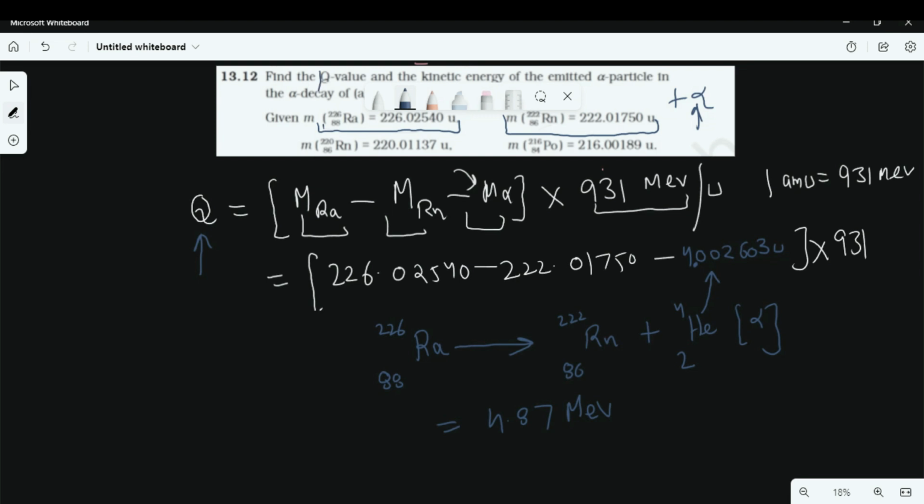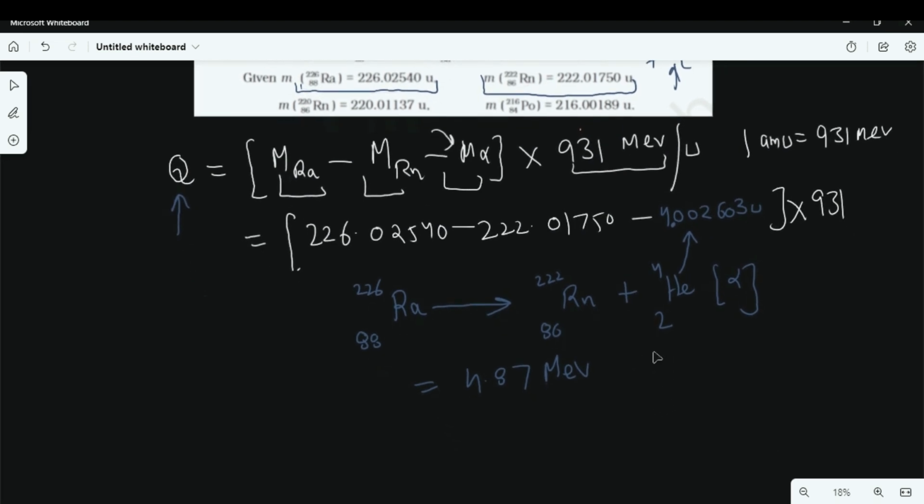The Q value is not of the alpha particle; it is for the nuclear reaction. In the second part, we have to calculate the kinetic energy of the alpha particle. I already told you in the previous topic that the kinetic energy can be found very easily once you know the value of Q. So Q is equal to the kinetic energy of the alpha particle times m alpha divided by m Rn, plus 1.